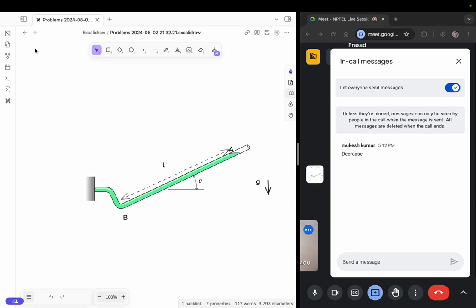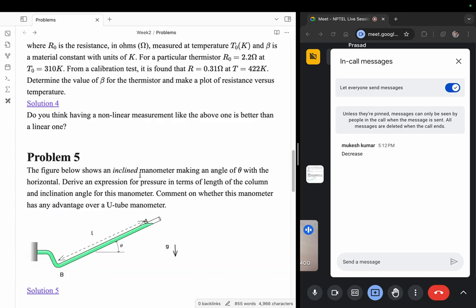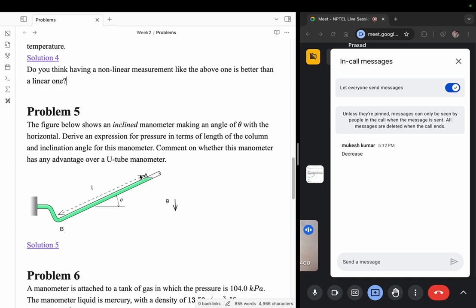There are only two options. You have to choose either L cos theta or L sin theta. Which of them is right? You can just tell me that. So you have just two options.